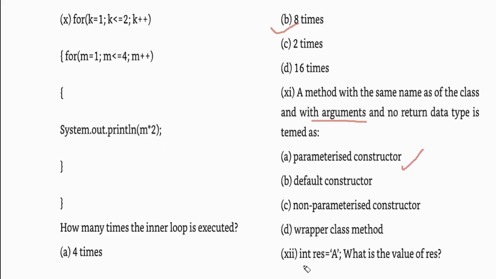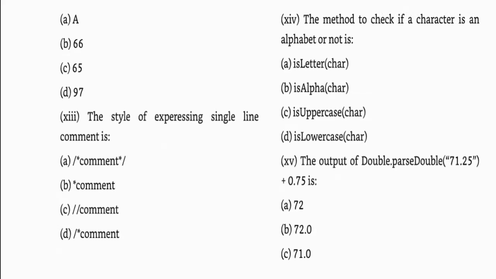Next one is int res equals to a. What is the value of res? Now res is the alphabet A, a character they have stored into integer. So typecasting will happen here, and res is going to store the ASCII code of A, which is 65. Okay, so the answer for this is going to be 65. Let's see if the other slide contains that option or not. Yeah, here it is. So the option here for that is 65.